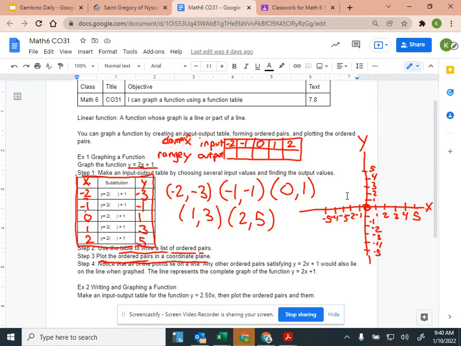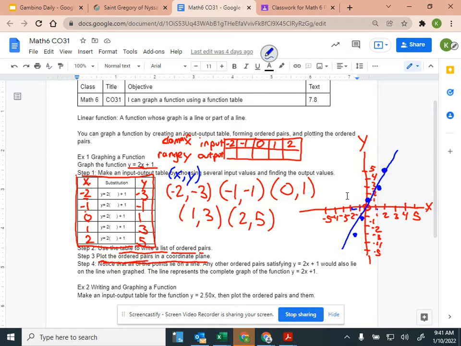So now we need to plot our points. So if we're at negative 2, negative 3, the first one is always our x and then the y. So negative 2 we find on our x-axis, and then we go to negative 3. Negative 1, negative 1, 0, 1, 1, 3, and 2, 5. And then we connect our dots.